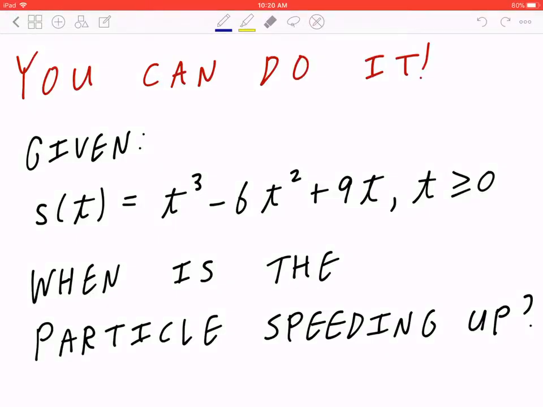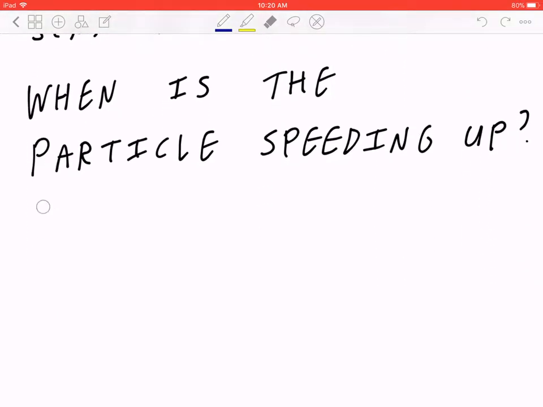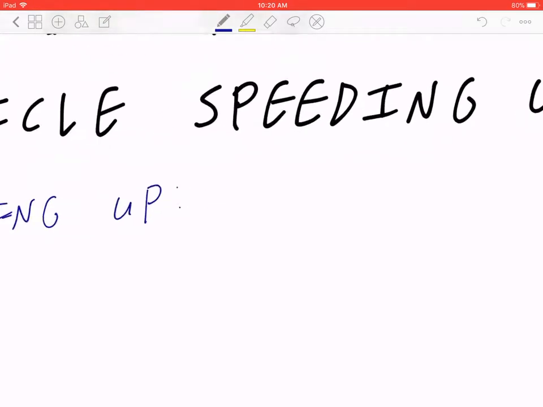Given the displacement function s of t equals t cubed minus 6t squared plus 9t, where t is greater than or equal to 0, when is the particle speeding up? Step 1. A particle is speeding up when the velocity times its acceleration is positive.